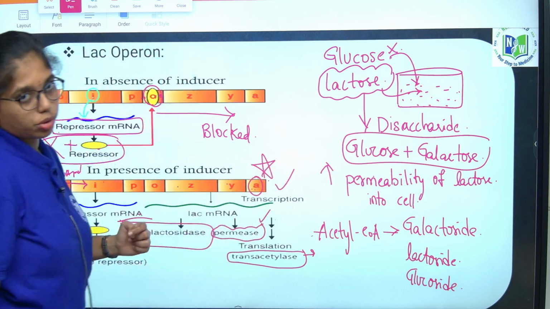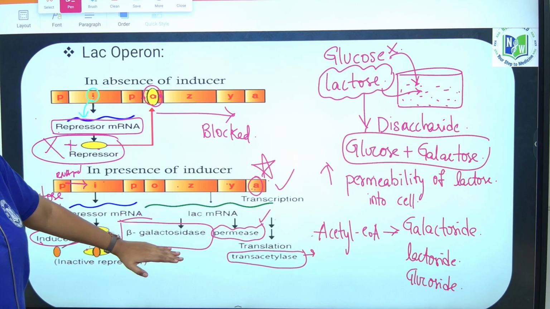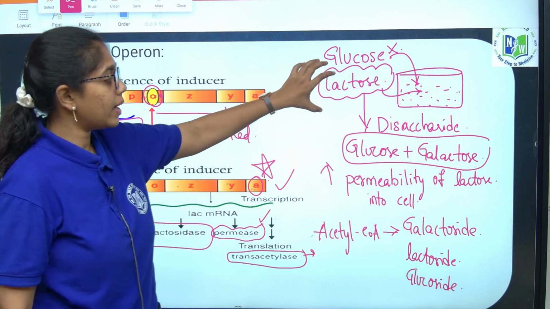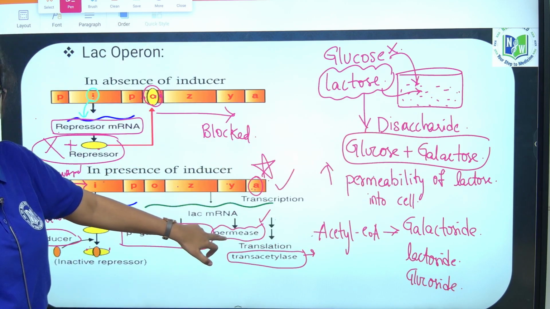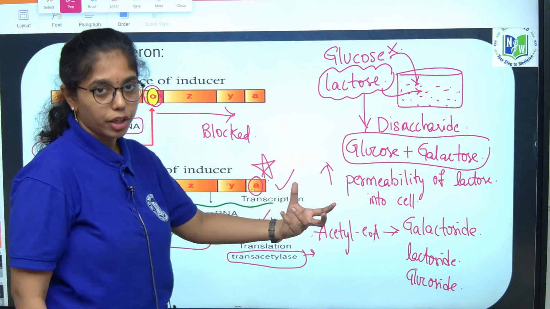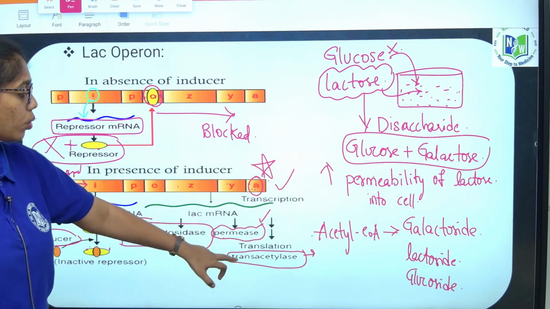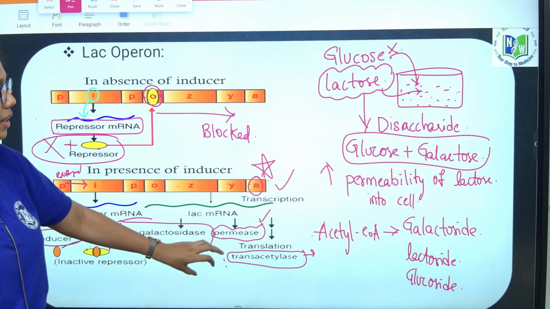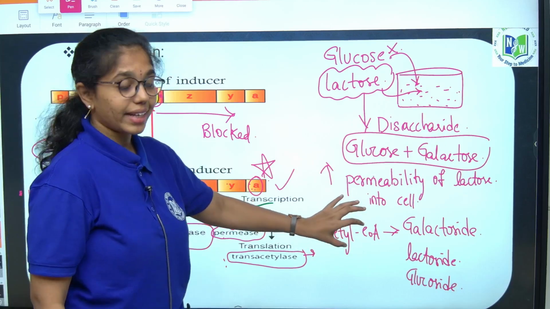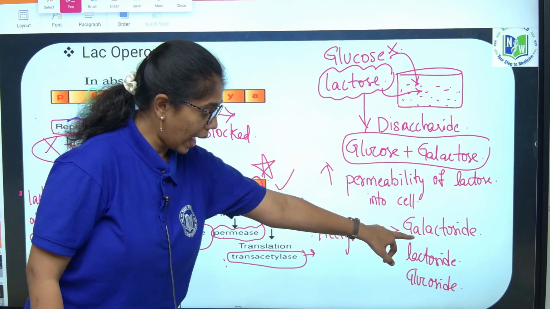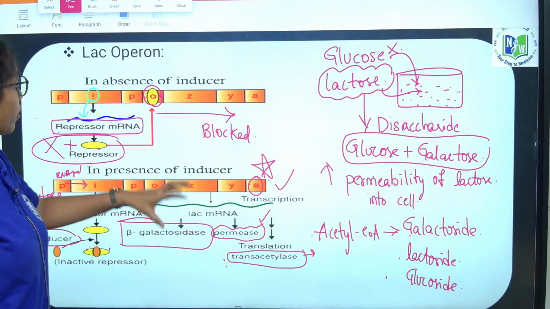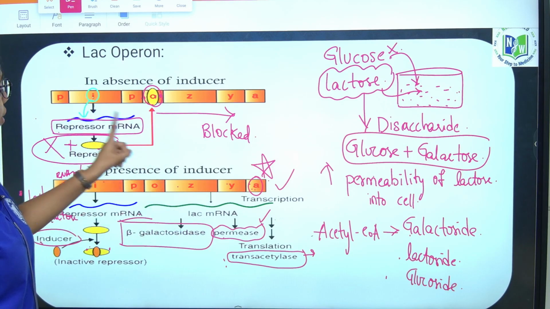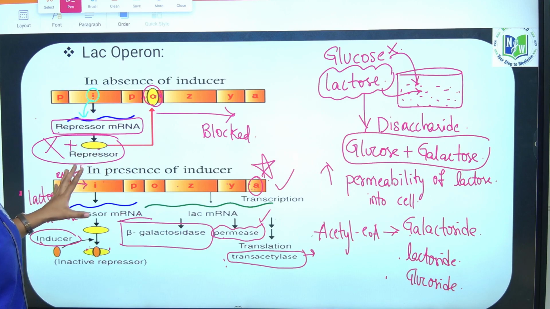Very, very important, students. What is the Z gene coding for? Beta galactosidase, helpful for cleaving lactose into glucose and galactose. Y gene is coding for permease. Permease will increase the permeability of lactose into the cell. A gene is coding for what? Trans-acetylase, which adds acetyl-CoA to galactoside, lactoside and glucoside, so they will not re-enter this pathway again. Clear with all this? So this is all about the Lac Operon.